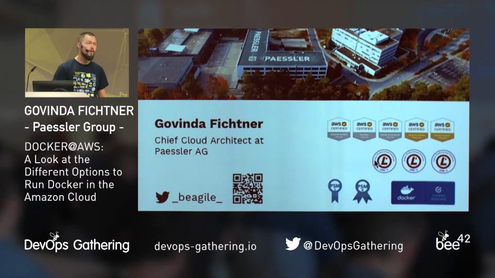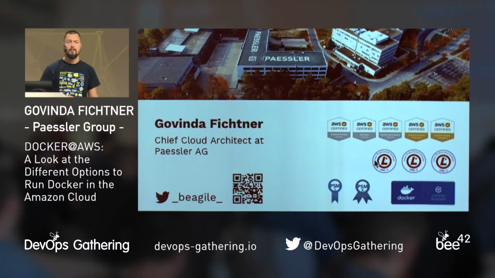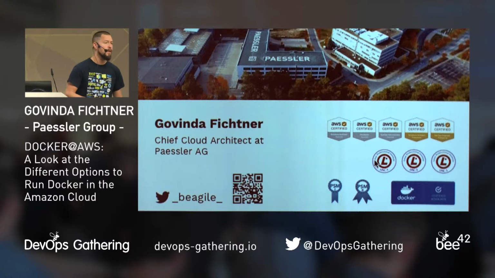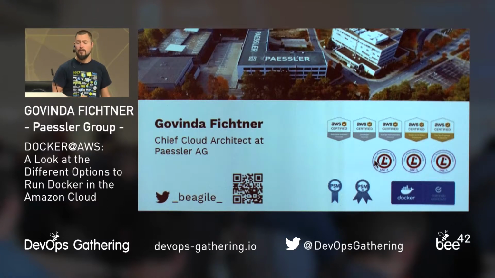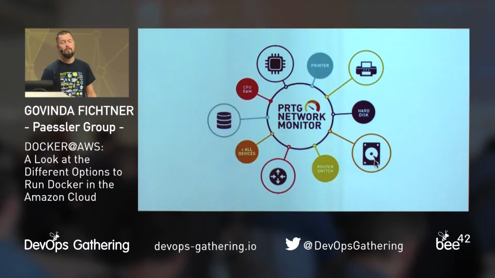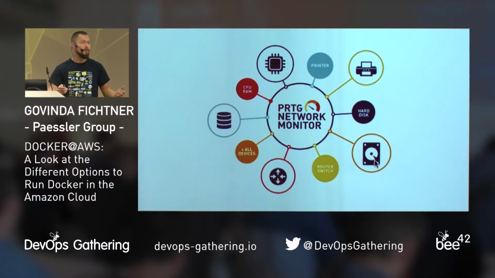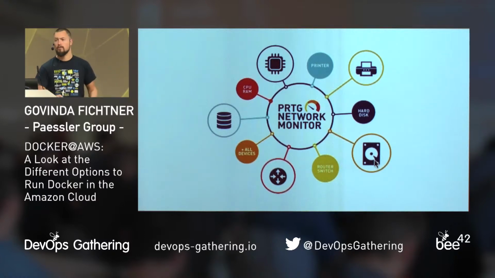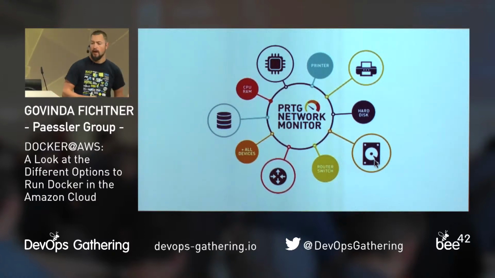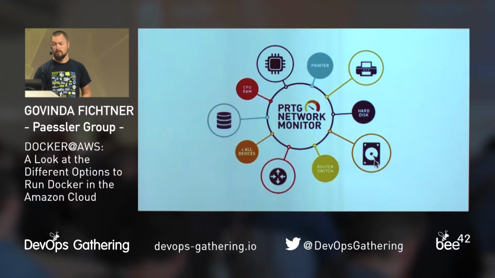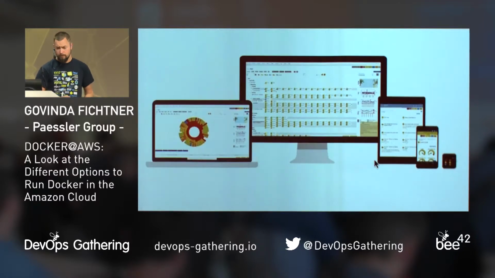I've been a DevOps for the last 10 years and currently I work for Pessler AG in Nuremberg as a cloud architect. And at Pessler we are producing a software called PRG. PRG is a network monitoring software which administrators use to monitor their IT infrastructure, and we develop it and sell it all over the world.